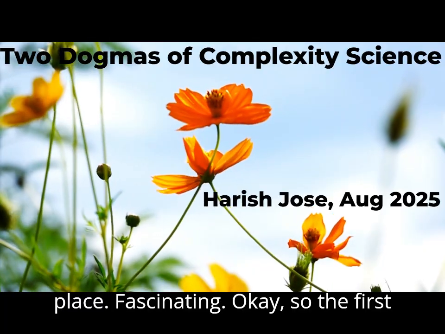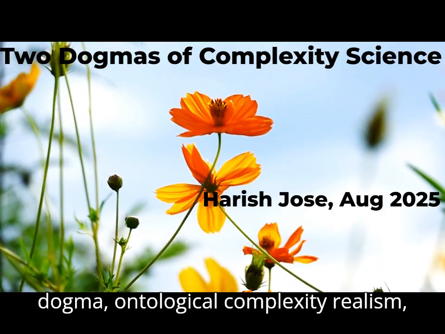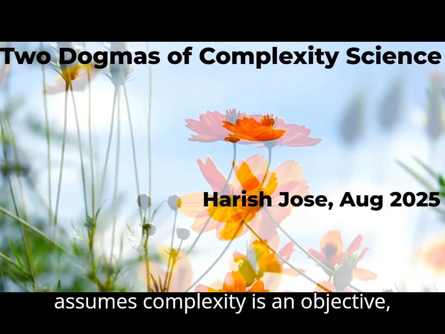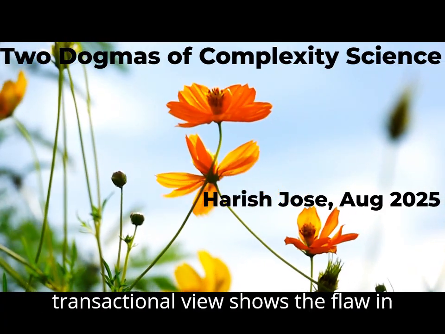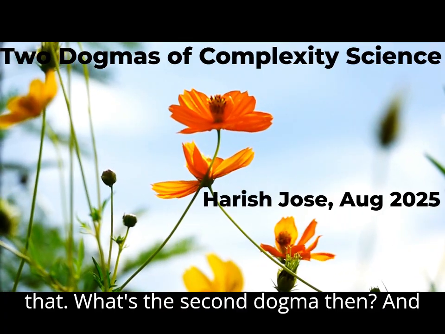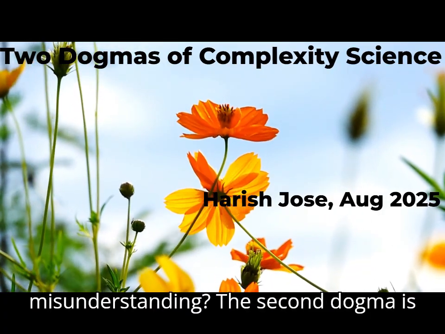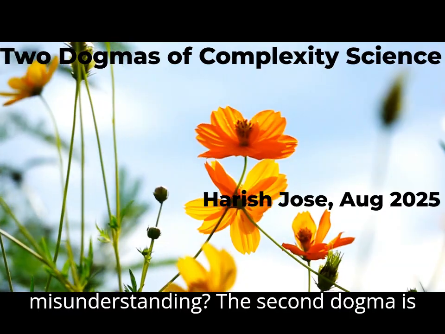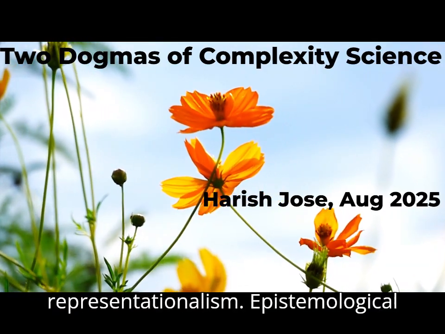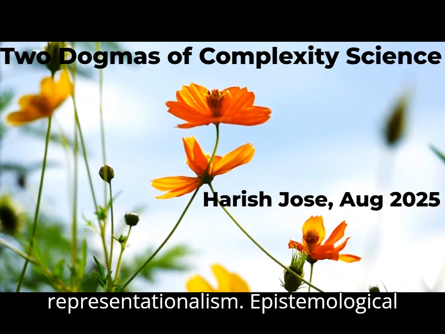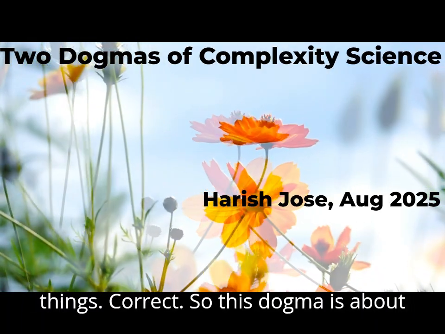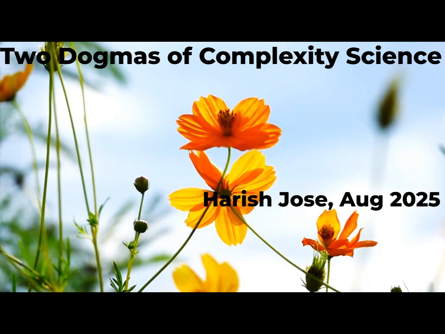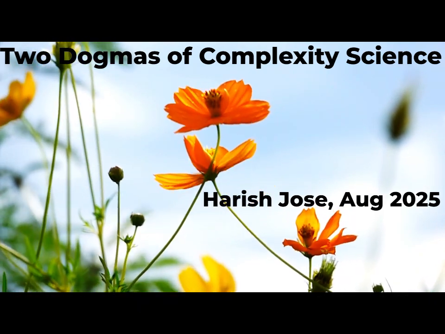Fascinating. Okay, so the first dogma, ontological complexity realism, assumes complexity is an objective, measurable property out there, and the transactional view shows the flaw in that. What's the second dogma, then, and how does it build on this foundational misunderstanding? The second dogma is what Harris calls epistemological representationalism. Epistemological representationalism. Okay. Epistemology is about knowledge, right? How we know things. Correct. So this dogma is about how we think we come to know complexity.